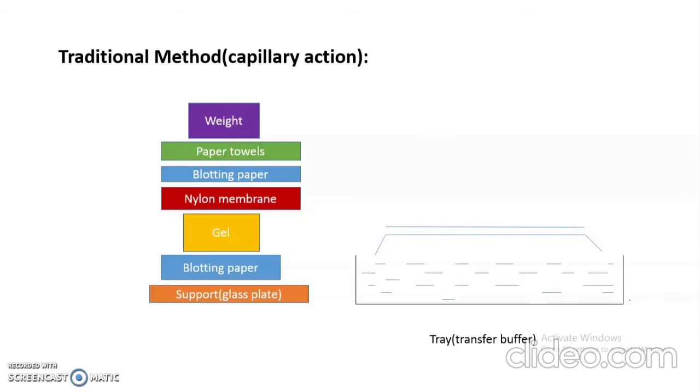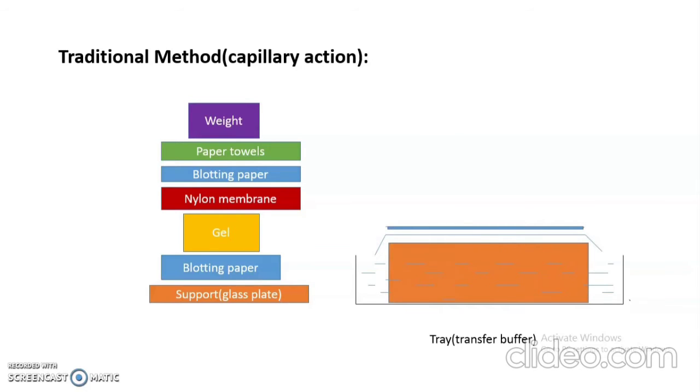Blotting is done by transferring a suitable buffer into the tray. A support for the gel and the membrane is kept in the buffer. Absorbent paper or blotting paper is placed on the support in such a way that it imbibes the buffer and acts as a wick. Next, the gel containing the DNA is placed on top. A membrane of the same size as the gel is placed over it.